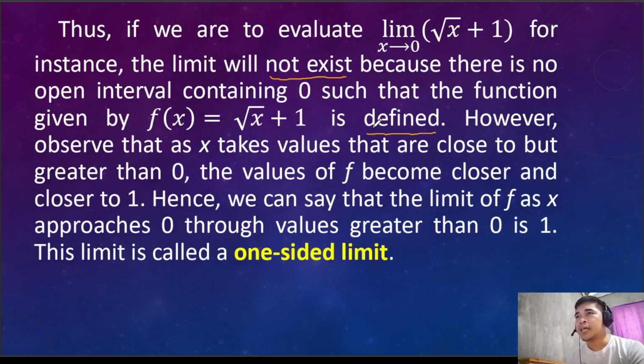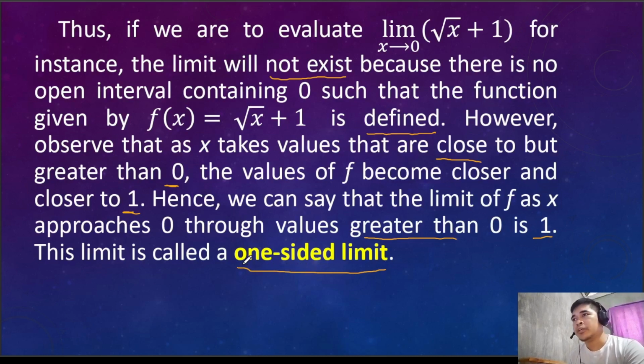However, observe that as x takes values that are close to but greater than 0, the values of f become closer and closer to 1. So, if our values are greater than 0, we get the result in which the values of f become closer and closer to 1. But if the values are less than 0, we don't have the values of f. Hence, we can say that the limit of f as x approaches 0 through the values greater than 0 is 1. And this is called a one-sided limit.